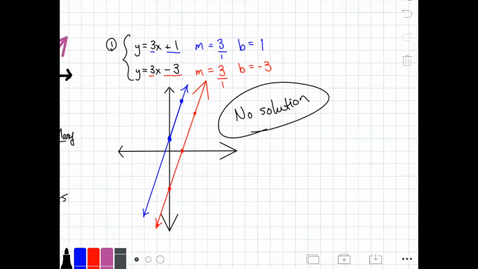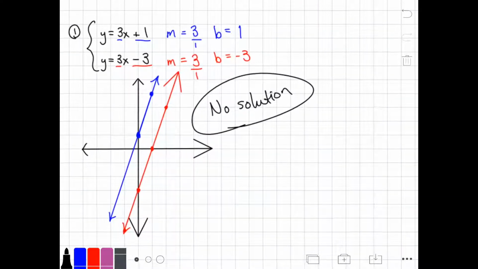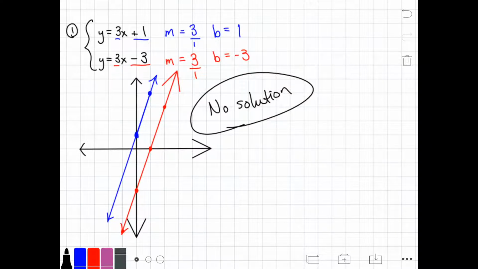Now we don't quite have to make a graph. We can also just compare the slopes and the intercepts. So again, we have same slopes. They both have a slope of 3, but different intercepts. So same slopes, different y-intercepts.